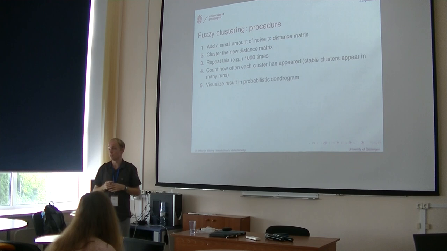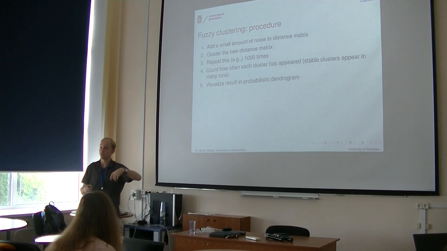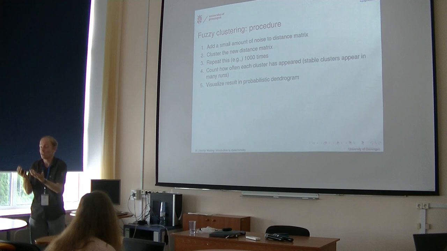And then you can also combine the different algorithms to do this, right? So you use all the algorithms to cluster, so you have 3 times 1,000 things, and then you get something which I think is better. And you visualize this in a probabilistic dendrogram.